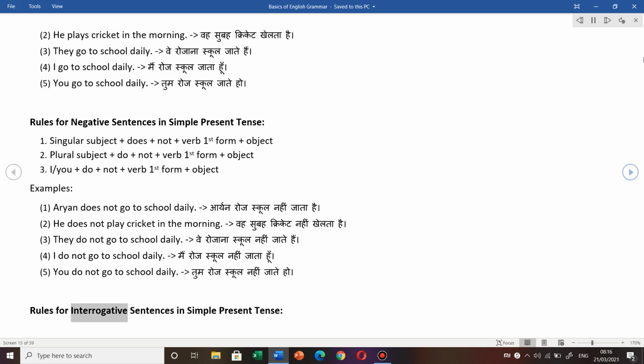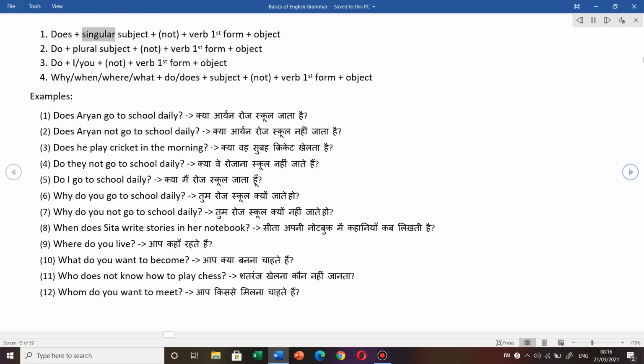Rules for interrogative sentences in simple present tense. Does plus singular subject plus not plus verb first form plus object. Do plus plural subject plus not plus verb first form plus object. Do plus I, you plus not plus verb first form plus object. Why, when, where, what plus do, does plus subject plus not plus verb first form plus object.